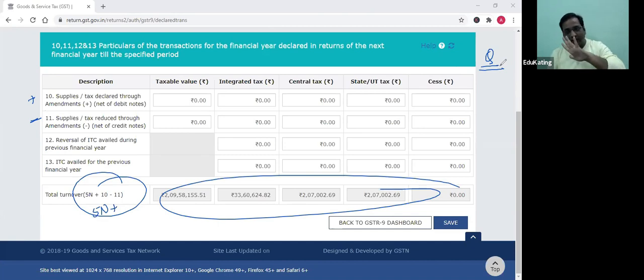Now I'm going to ask one practical question which I observed just now, so that I'd like to discuss it with all the participants. It will take 10 minutes max. Any question on outward supply? If you have any question, you can ask. Otherwise, I'll ask one practical problem.